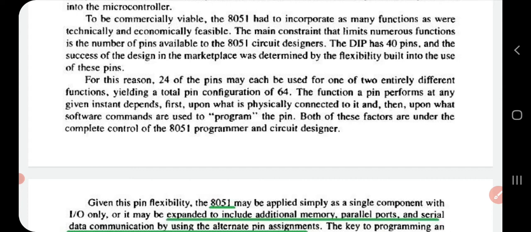Now the function of a pin mainly depends on two factors. One is what it is physically connected to, and the other is the software based on which that particular pin is programmed. Now both these factors are completely under the control of the programmer or the person who designs the circuit.